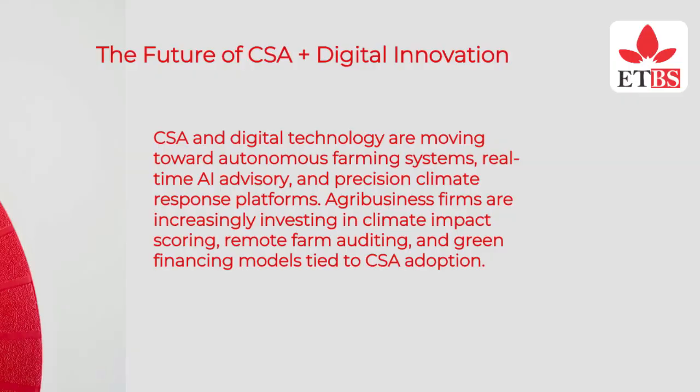The future of digital innovation. CSA and digital technology are moving toward autonomous farming systems, real-time AI advisory, and precision climate response platforms. Agribusiness firms are increasingly investing in climate impact scoring, remote farm auditing, and green financing models to support adoption.